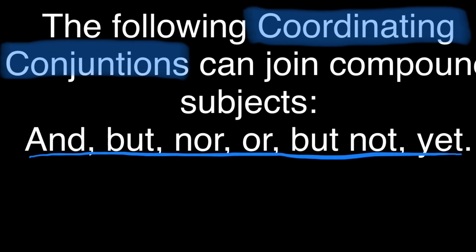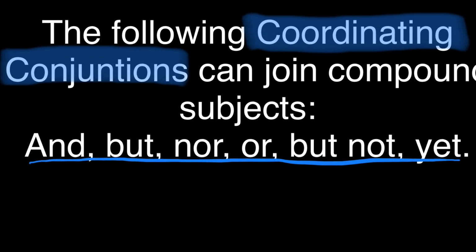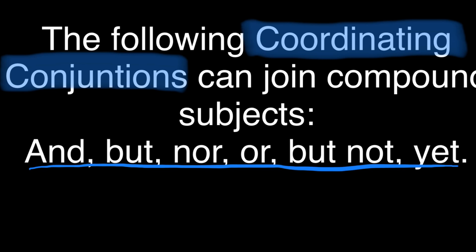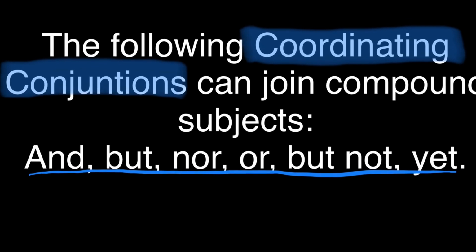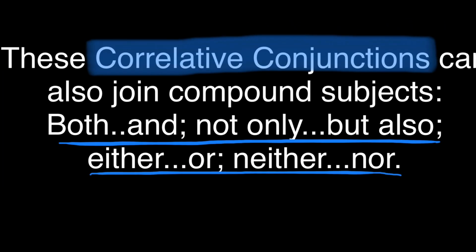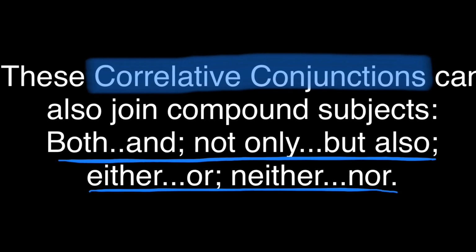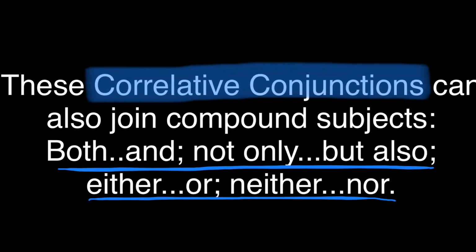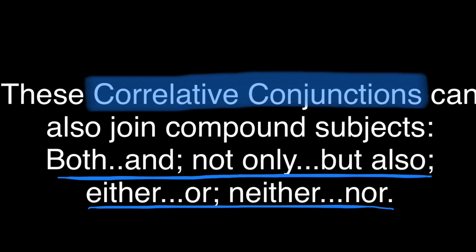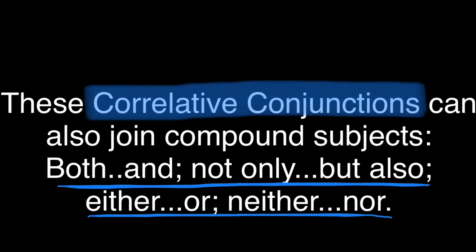The following coordinating conjunctions can join compound subjects: and, but, nor, or, and yet. These correlative conjunctions can also join compound subjects: both and, not only but also, either or, neither nor.